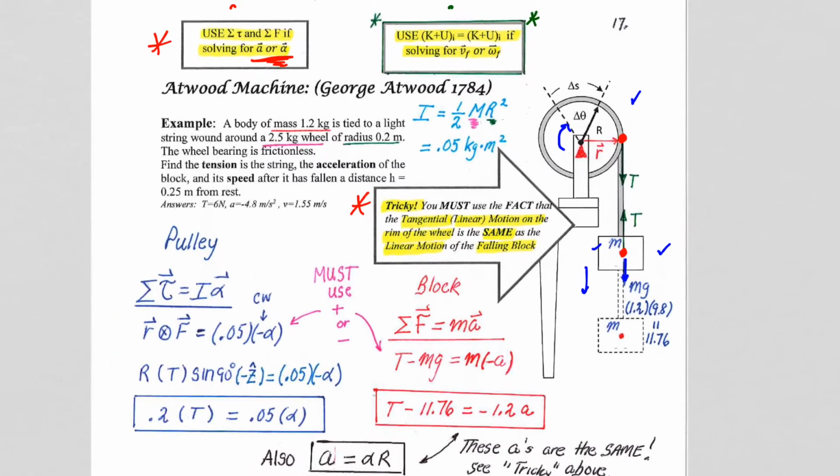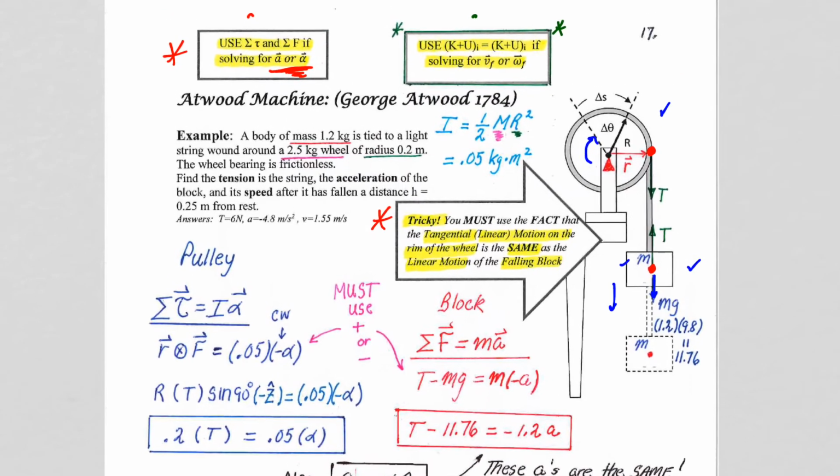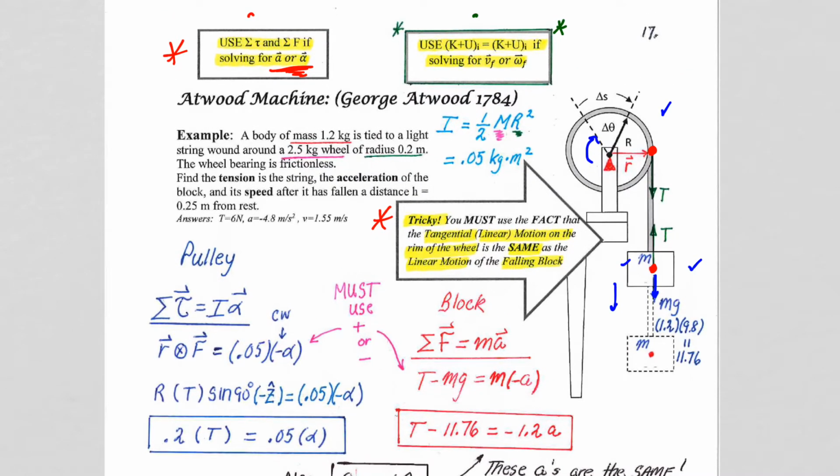So here we are looking for the acceleration of the system, so we're going to use Newton's second law, the sum of the torques and sum of the forces approach. Well, if that's what you're being told to do, as we are here, read the question. So I have here highlighted, underlined, the information we need to calculate the moment of inertia of the wheel. The block does not have a moment of inertia. It only has linear motion, but the wheel is spinning.